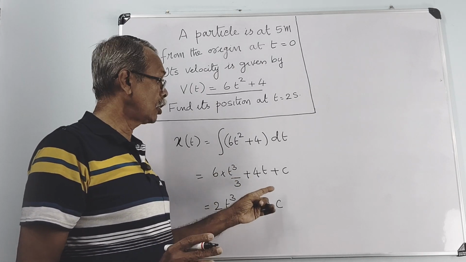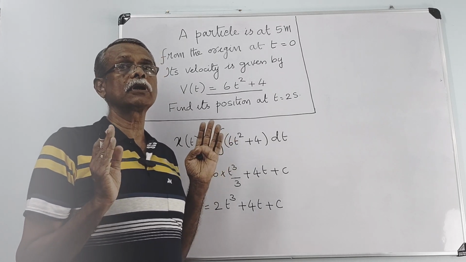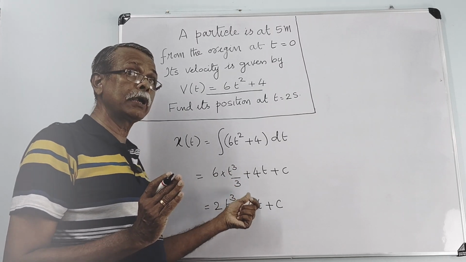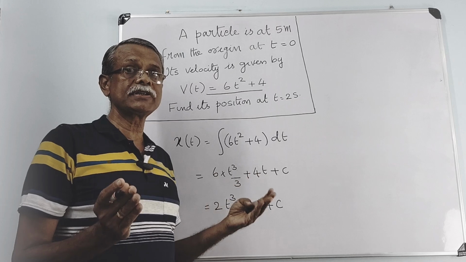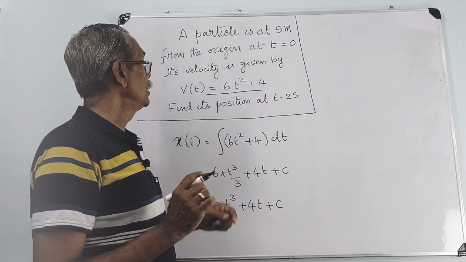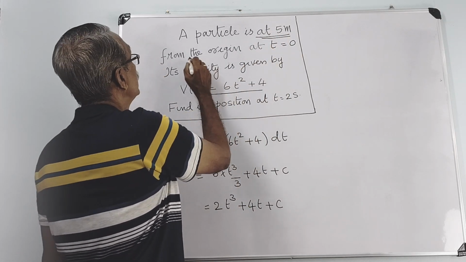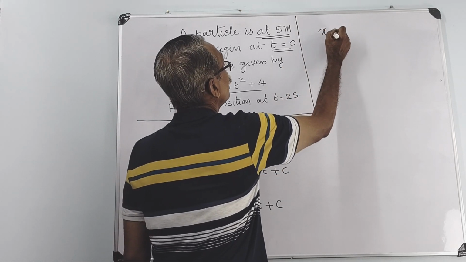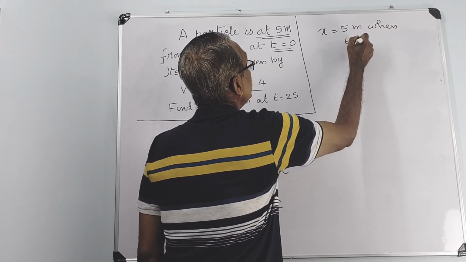For an indefinite integral, this constant is to be evaluated. And the most basic method for evaluating the constant is to substitute the value at some known instant of time t. And then you will get the value of c. C being a constant, if you evaluate that at a particular instant of time, that will be same always. And here it is given that the particle is at 5 meters from the origin when t is equal to 0. It means that x is equal to 5 meters when t is equal to 0. That is the meaning of that.